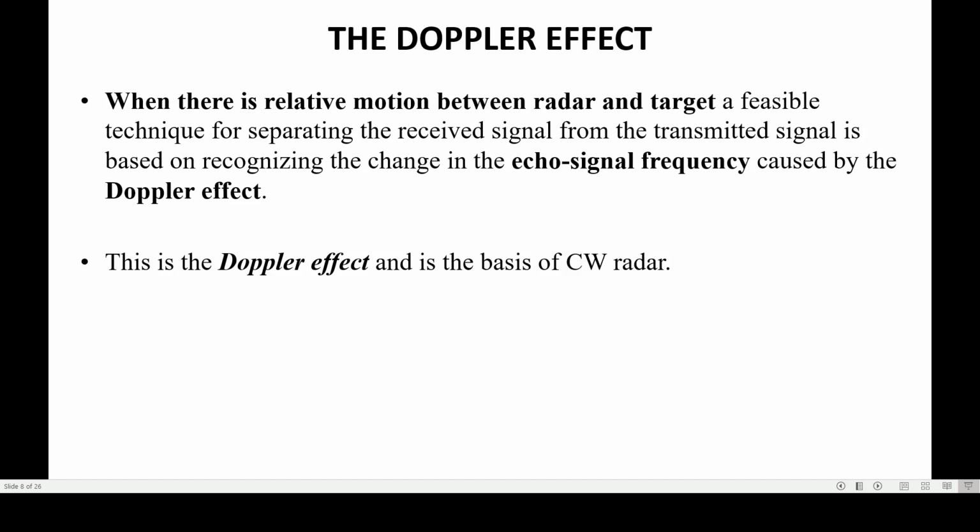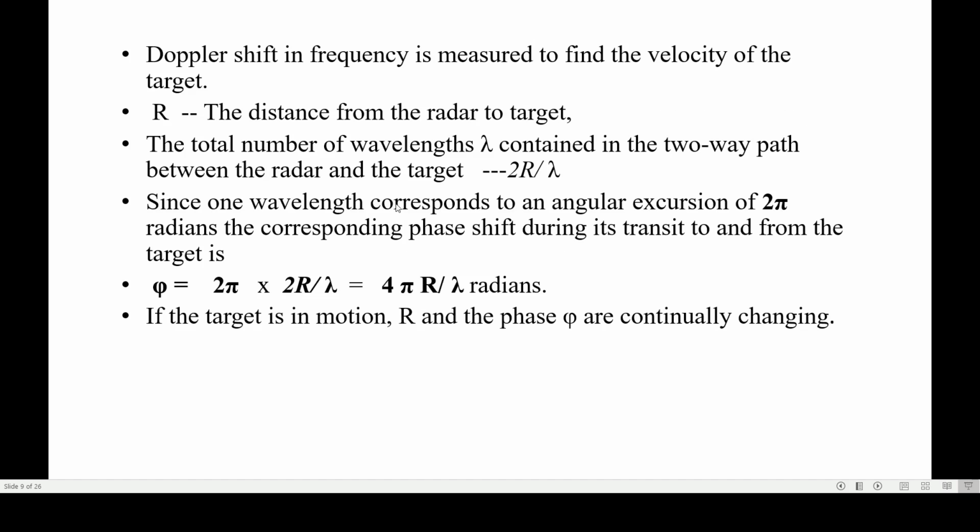Generally, if the target is stationary, the transmitting frequency and the receiving frequency will be the same. But if the object is moving, there will be a frequency difference that is known as the Doppler effect, and it is the basis of continuous wave radar. Okay. Now let's find out the equation for the Doppler frequency shift.